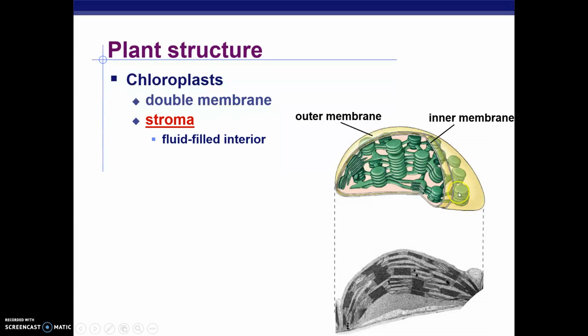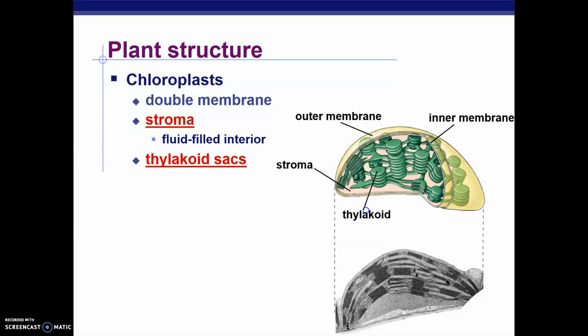In addition, there are thylakoids inside the chloroplast and also a fluid-filled interior called the stroma. Stroma is different from stoma, which is basically the pores on the leaves. But here we are talking about stroma, which is the fluid-filled interior, the region inside the chloroplast where we will later see that the Calvin cycle takes place.